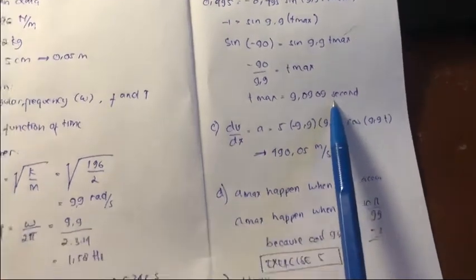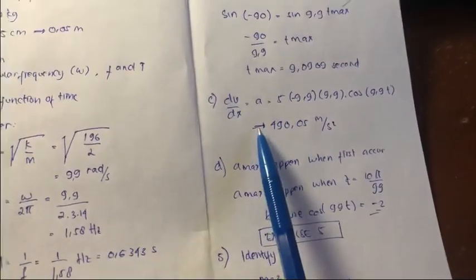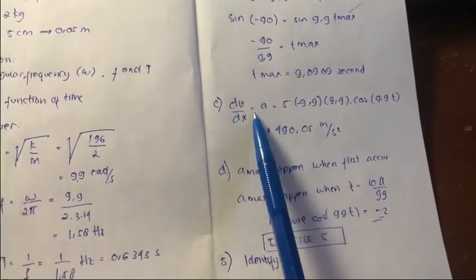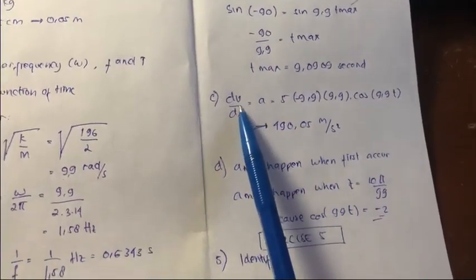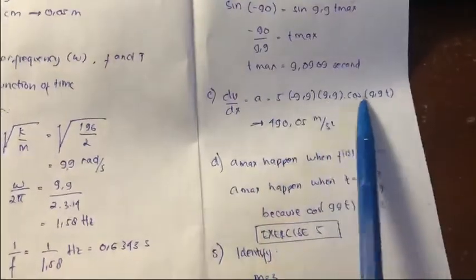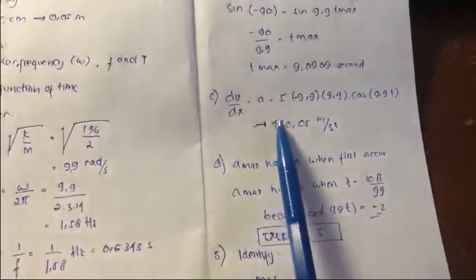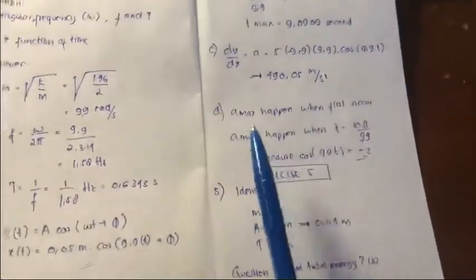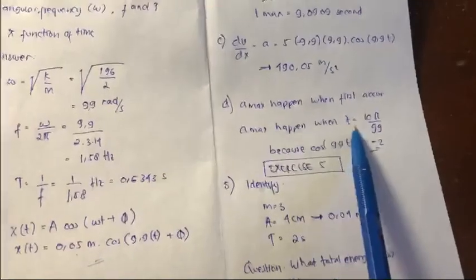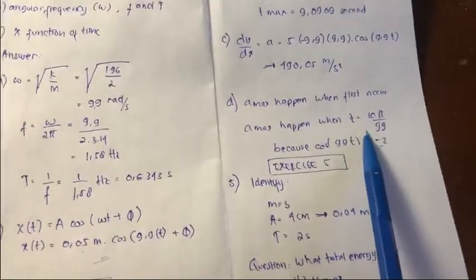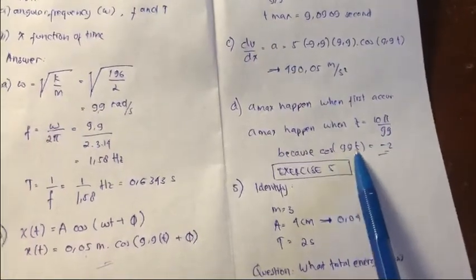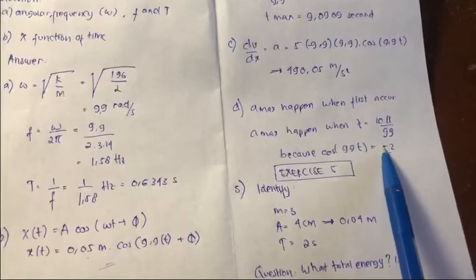9.0909 second. And C, the acceleration is the derivative of the velocity, and this one we get this one. So the angular is this one, and Amax happens when it first occurs. Amax happens when t is 10π divided by 9.9, because 9.9 is this one negative 2.